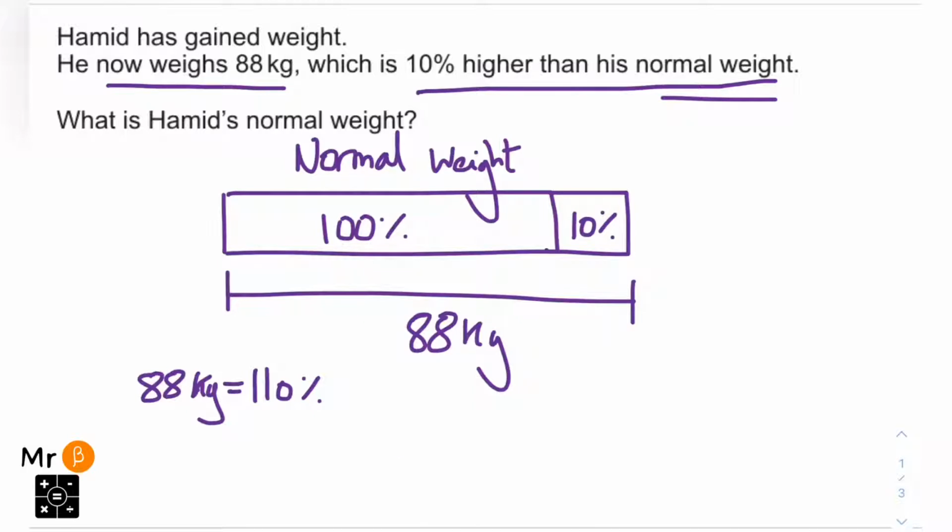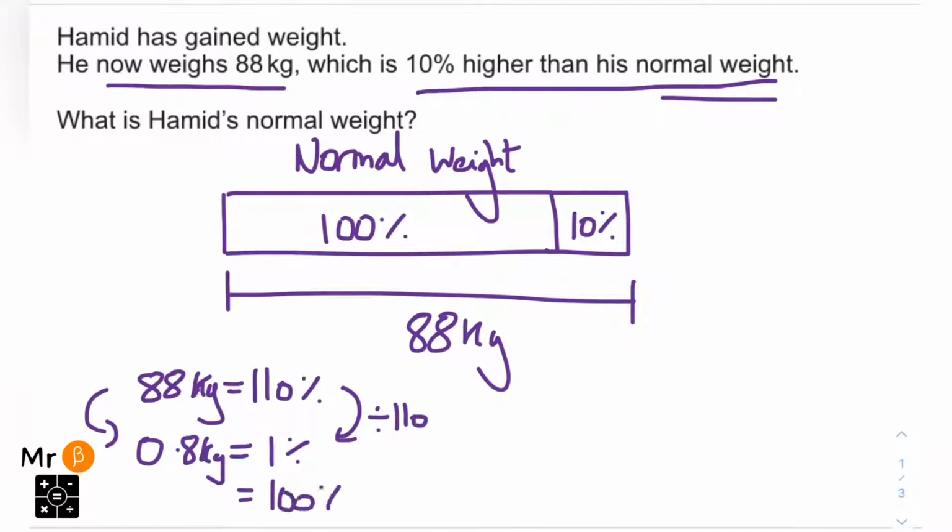So if we then work out what 1% is by dividing by 110, and whatever we do to the right, we do to the left. So we need to do 88 divided by 110. That gives you 0.8 kilograms. Then we need to multiply by 100 to get our final answer and our normal original weight of 80 kilograms.